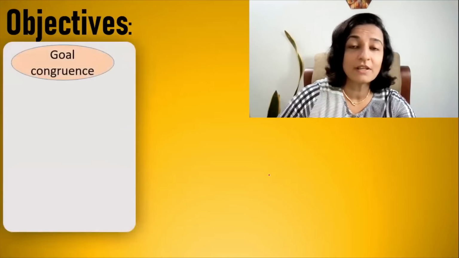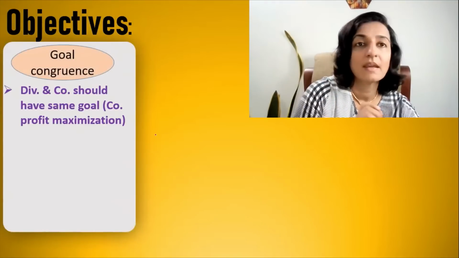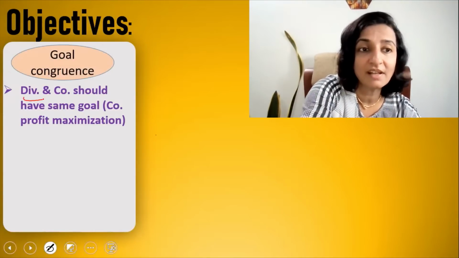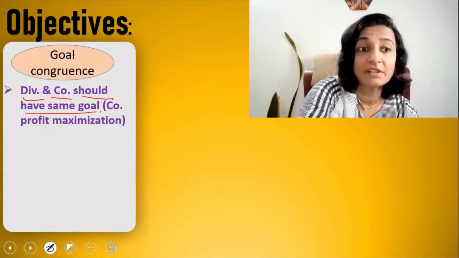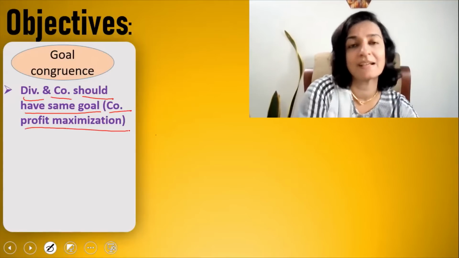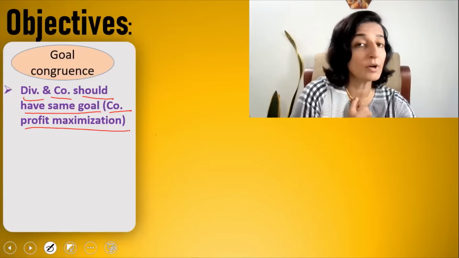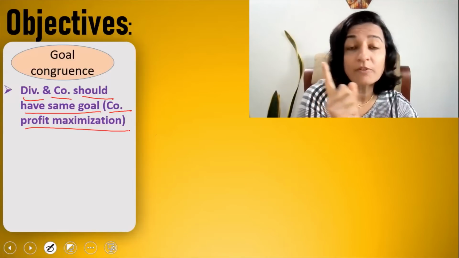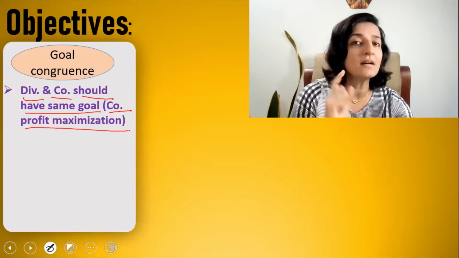So to prevent that, we need to find out what is the best transfer price so that the company profits will not be adversely affected. So what could be the objectives of transfer pricing? The first objective is goal congruence. It means that the division and the company should have the same goal. And what is the goal? The company profit maximization, not the individual profit maximization, but the profit maximization for the company as a whole.